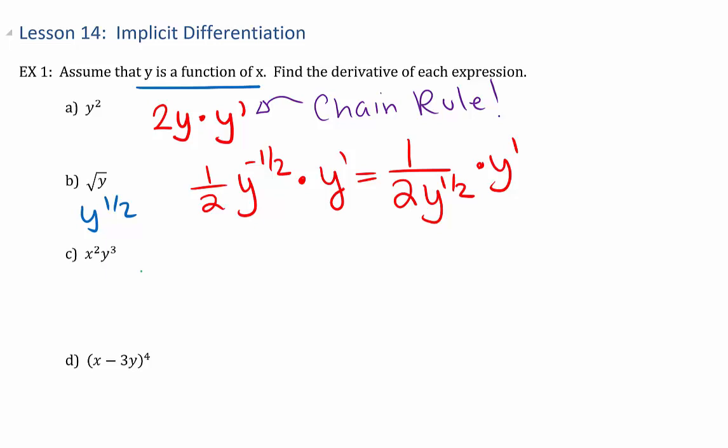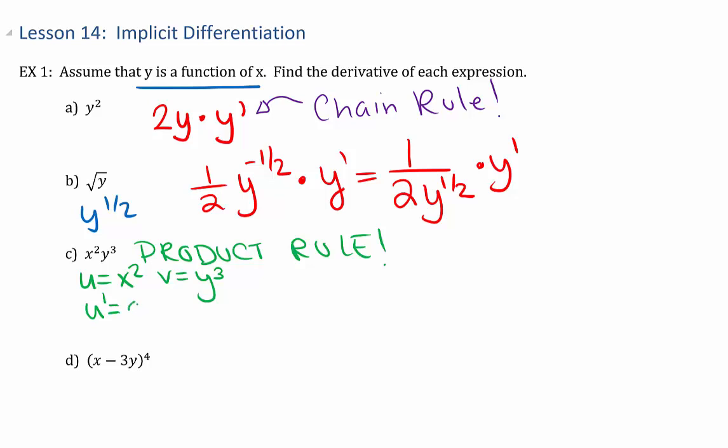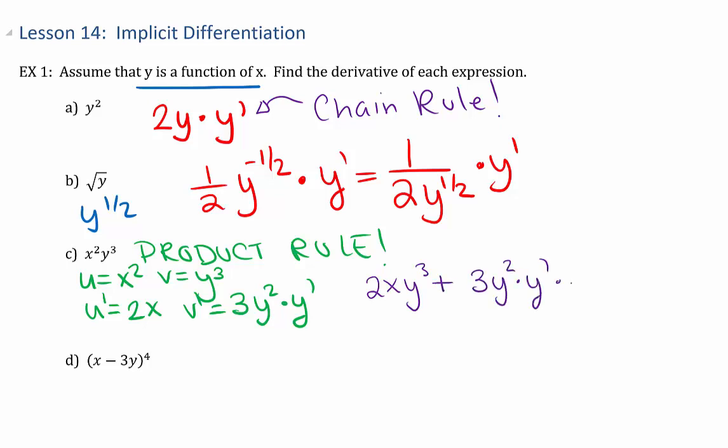In this case, we actually have a product, and so we'll use the product rule. I'm going to call my u x squared and the v y to the 3rd. So then my u prime would be 2x, and my v prime is 3y squared times y prime. Notice when we take derivatives of these y's, because they are functions of x, that's when we have to multiply by the y prime. So using the product rule, my derivative would be 2x times y to the 3rd plus 3y squared y prime times x squared.